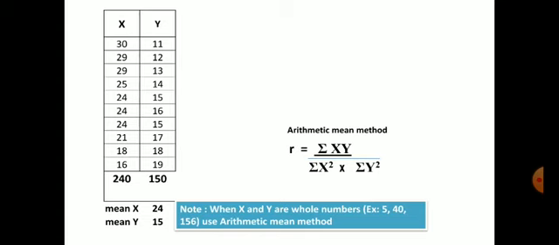r is equal to summation XY divided by the square root of summation capital X square into summation capital Y square, where capital X is x minus x bar and capital Y is y minus y bar, that is, the deviation taken from the actual mean. If you want to calculate capital X, capital X is small x minus 24 and capital Y is small y minus 15. That is what you have to calculate. Pause the video and do the calculations.